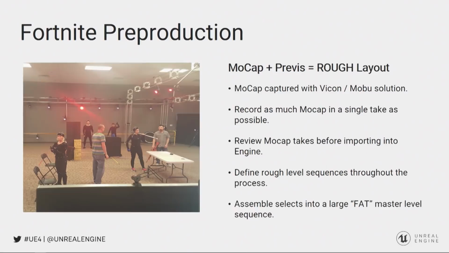This mimics a very traditional approach, and that story reel was given as reference over to a mocap and previs team to do rough layout. This was all done with a Vicon system, and the idea was, let's record as much mocap in a single take as possible for each individual shot that we needed, and we would import that into the engine to review, and with all of that we would build rough, loose level sequences inside of the engine to build this really large, fat master sequence.